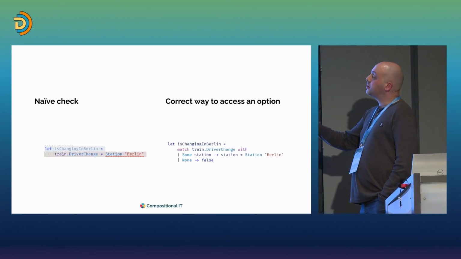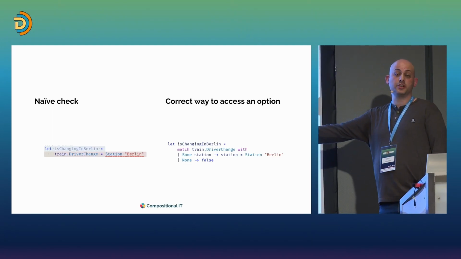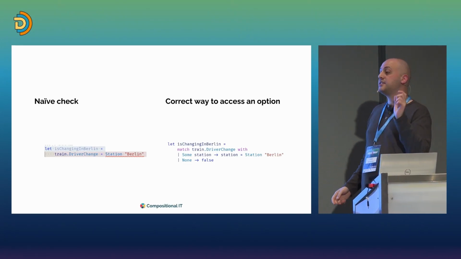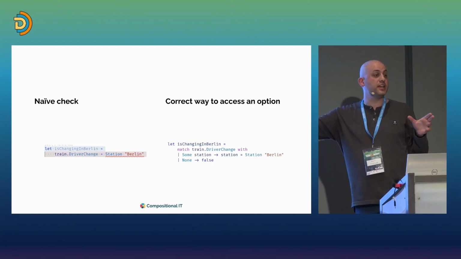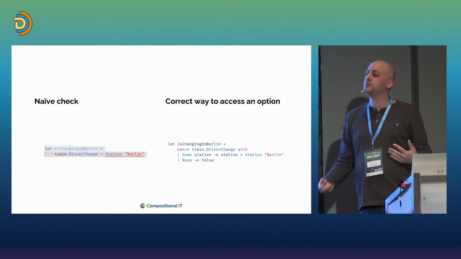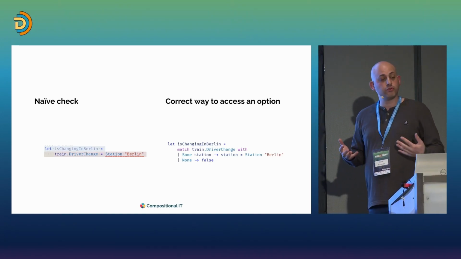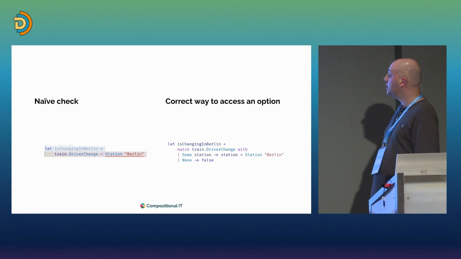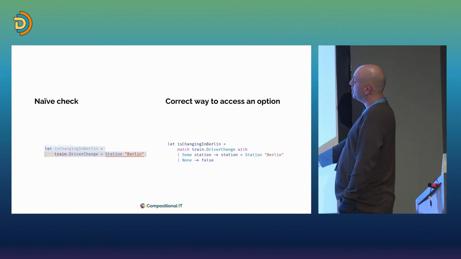You can't do things like just compare a value with an option. So I can't say, here's a station, and here is an optional station, let's do something with them. You can't plus them together, you can't compare them. They're different types, they're different values. What we have to do is pattern match on it, like we saw before.